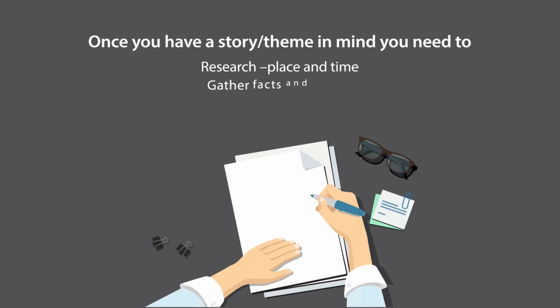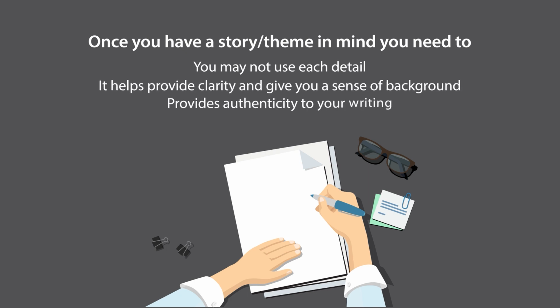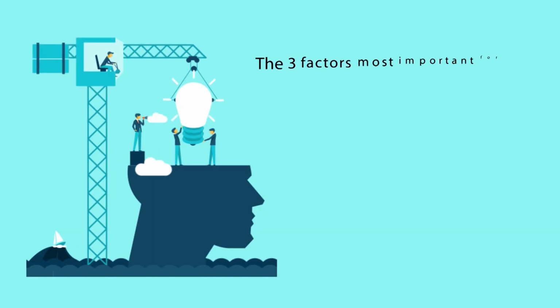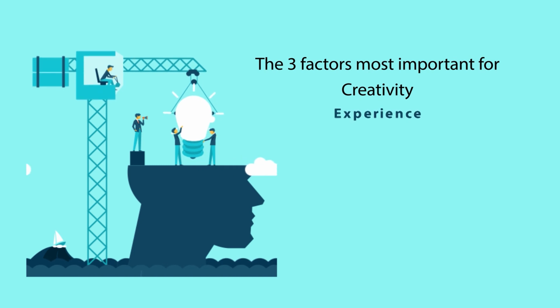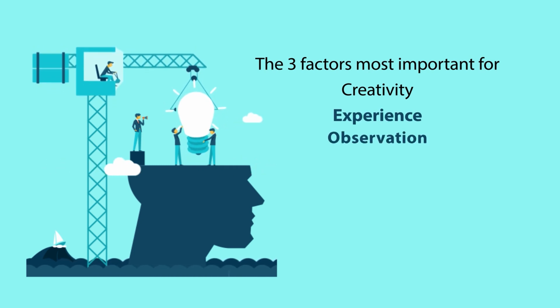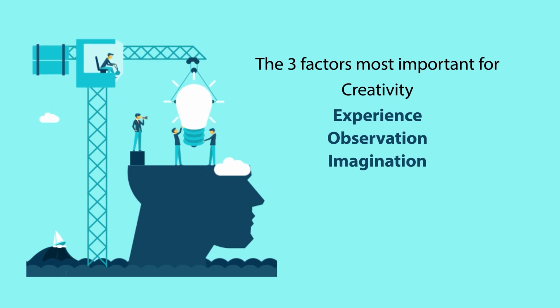So these little details which give your story authenticity, you need to gather them and have them with you. How much of it you actually use may vary, but you still need to gather them before you start. You may not use each detail, but it helps give you clarity and provide a sense of background. Above all, it gives you the confidence that you are proceeding with a certain degree of authenticity and commitment to your idea. So the three most important factors for creativity, it is said, are experience, observation, and imagination.